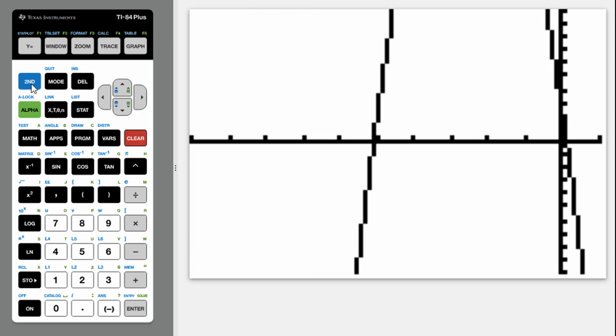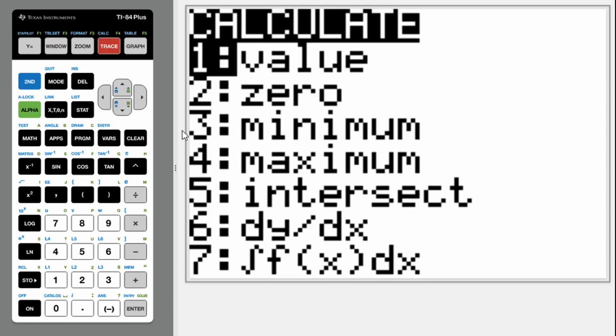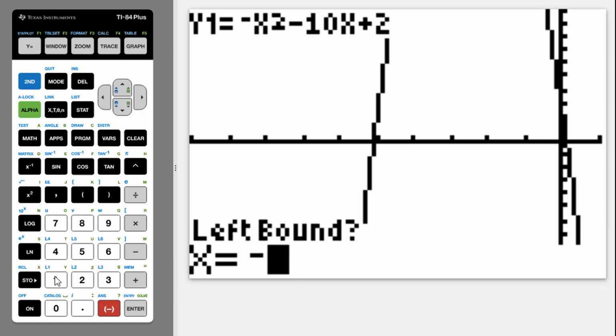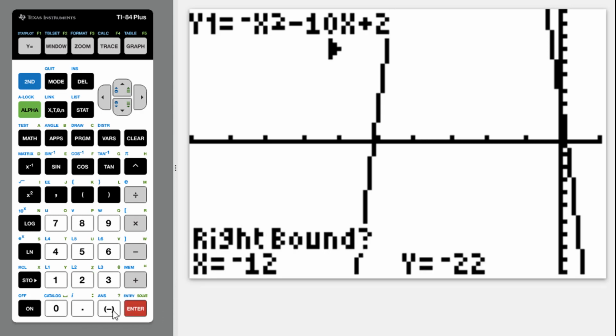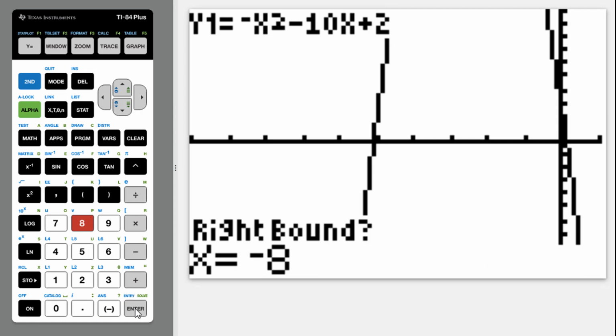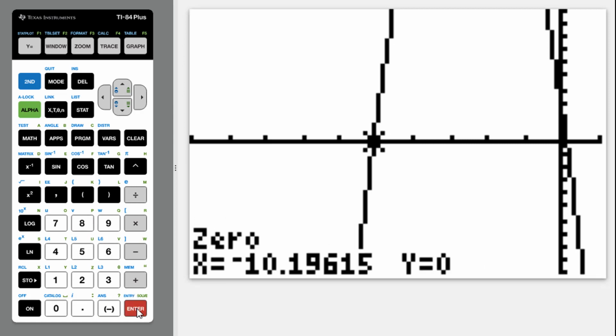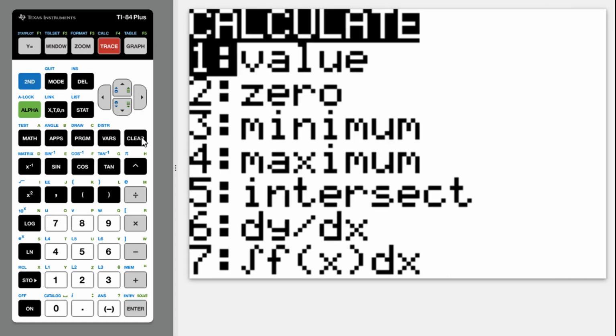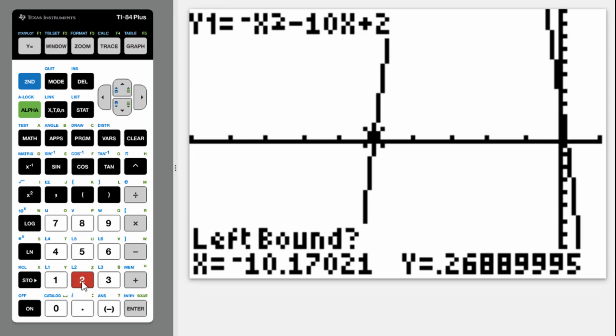So go to graph. So we go to second trace, go to 2. This is -2, 4, 6, 8. This is 12. So let's do -12 as the left bound. And right bound will be -8. Then enter. You will get -10.2 as the x-intercept.